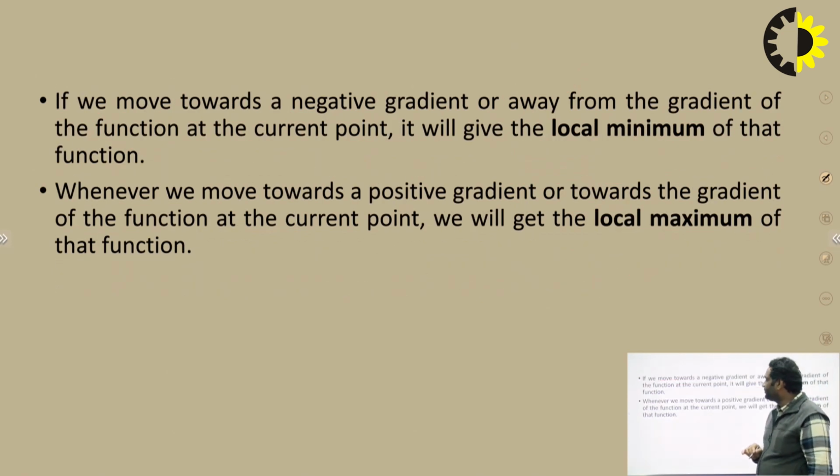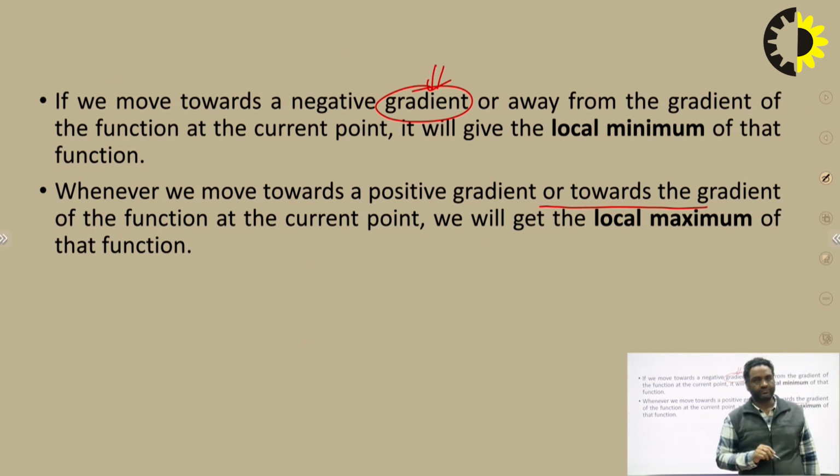If we move towards a negative gradient, or away from the gradient of the function at the current point, it will give the local minimum of that function. Whenever we move towards a positive gradient, or towards the gradient of the function at the current point, we will get the local maximum of the function. Here repeatedly we have one word, that is gradient. What is gradient?